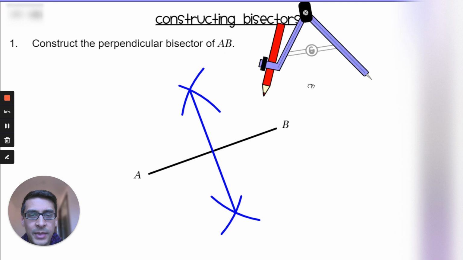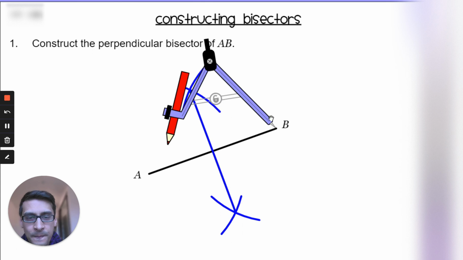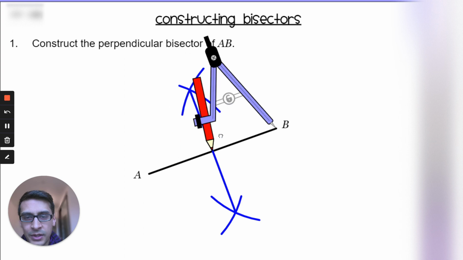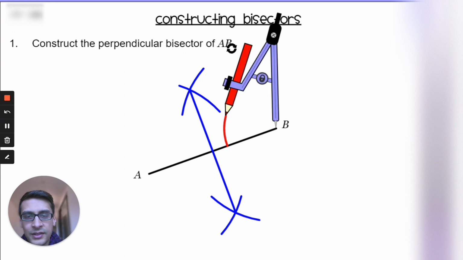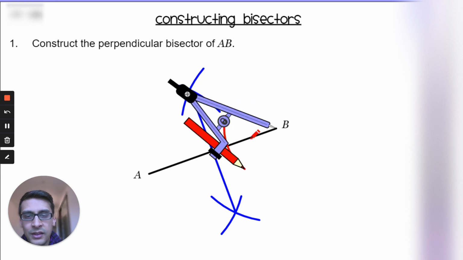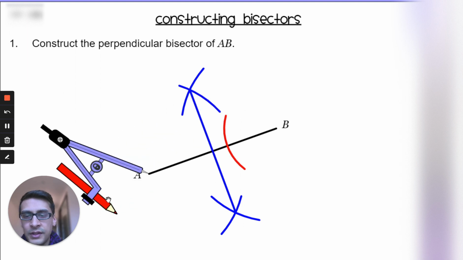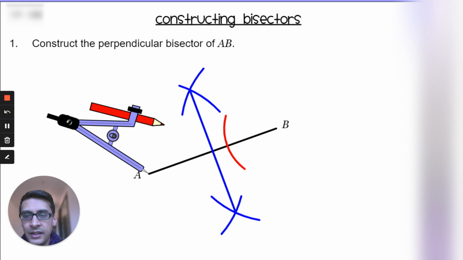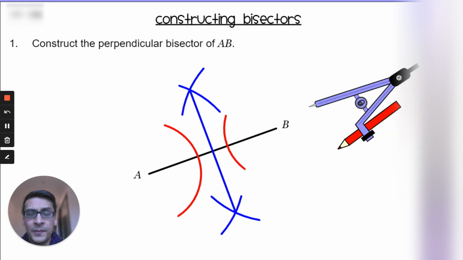Now, it's important to remember the point I made about going more than halfway with your compass. If you don't do that, this is what happens. You end up with an arc like this from B, and then an arc like this from A, and you can obviously see they don't cross over each other, so it's not very useful to do that. The other thing is, if you make your arc way too big, you might go off the paper, so you just need to be aware. It's just a bit of common sense.